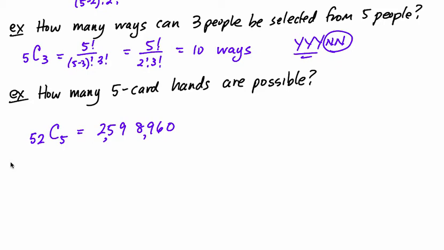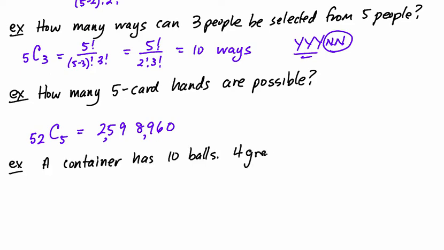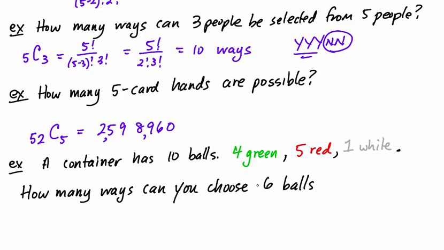Okay, let's take a look at this one. A container has 10 balls in it. 4 of them are green. Let me make this a little more visual. 5 of them are red, and 1 is white. So how many ways can you choose 6 balls so that you get 1 white, 2 green, and 3 red?